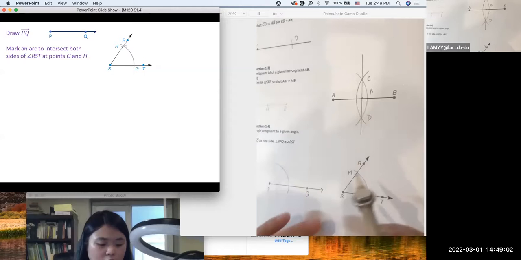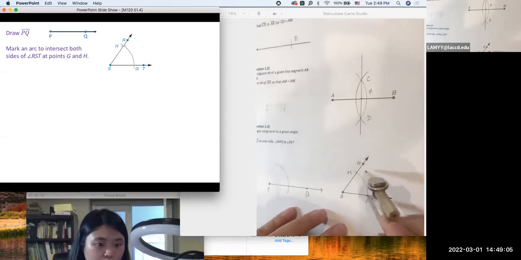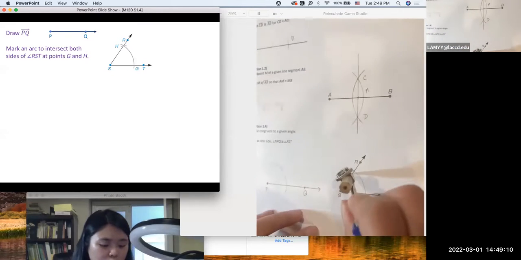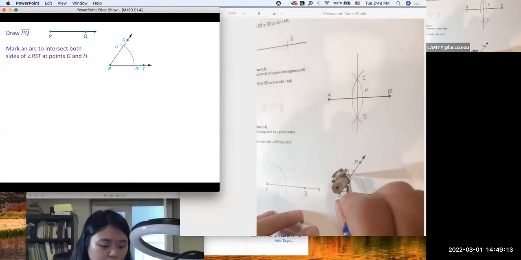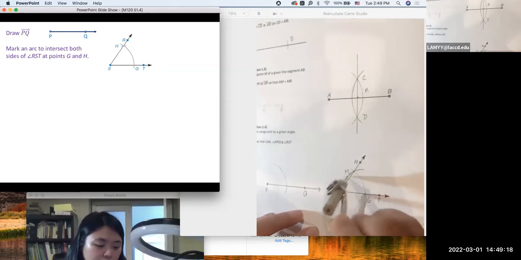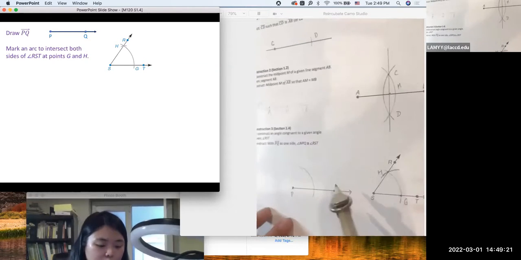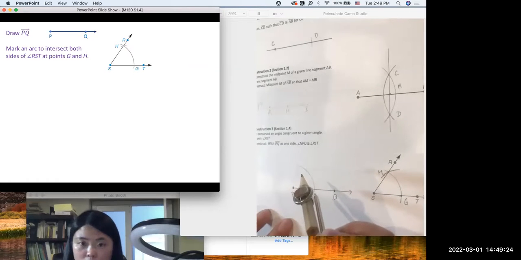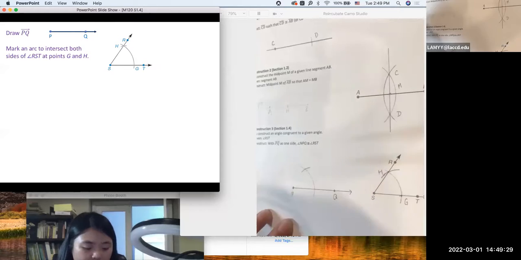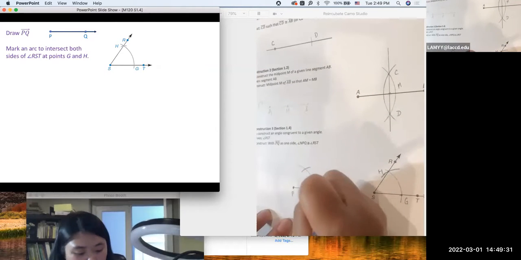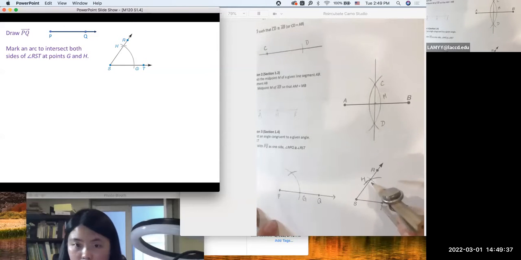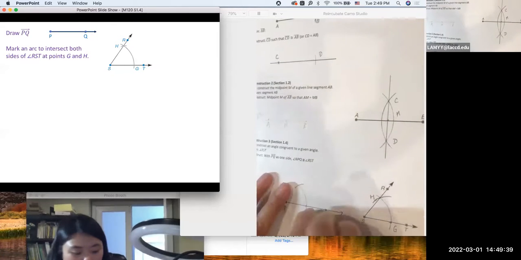Now, I'm going to use the point G. First the point G, and try to intersect the H here. Adjust your radius, make sure you intersect the H with the arc here. Use the same radius at the point here, and then mark the arc here also. One more time, I'll do it again. This is not the G, sorry. This is going to be the K.